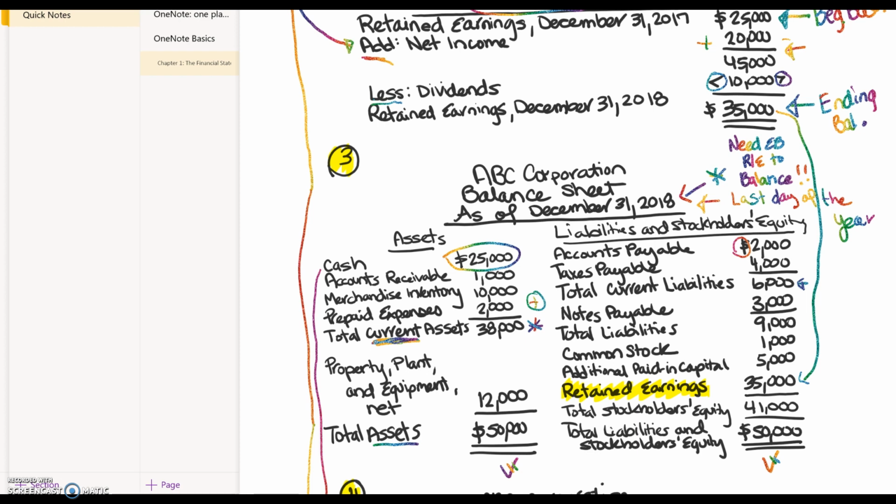Lastly, we're going to add in our long-term asset, meaning we're going to convert it to cash or use it within greater than 1 year from the balance sheet date. So property, plant, and equipment is a catch-all for things like buildings, land, vehicles, and we have a balance of $12,000. To calculate total assets, we're taking total current assets of $38,000 plus the property, plant, and equipment net of $12,000 to get $50,000 as total assets.